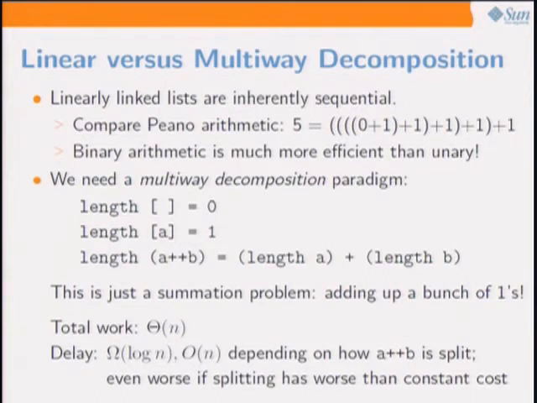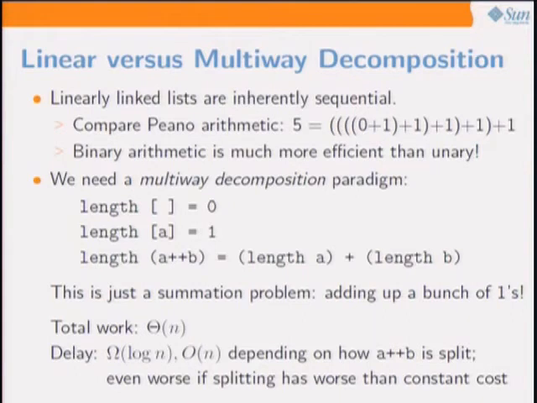And for lists as well, we need a multi-way decomposition paradigm. And again, this is not new. You've seen this in numerous papers before. The way we define length on a list is to consider the 0 case, the length of the empty list is 0. The 1 case, the length of the singleton list is 1. And otherwise, we can take the list and divide it into two pieces, take the lengths of each piece separately, and then add those together. So this is really just a summation problem after all.